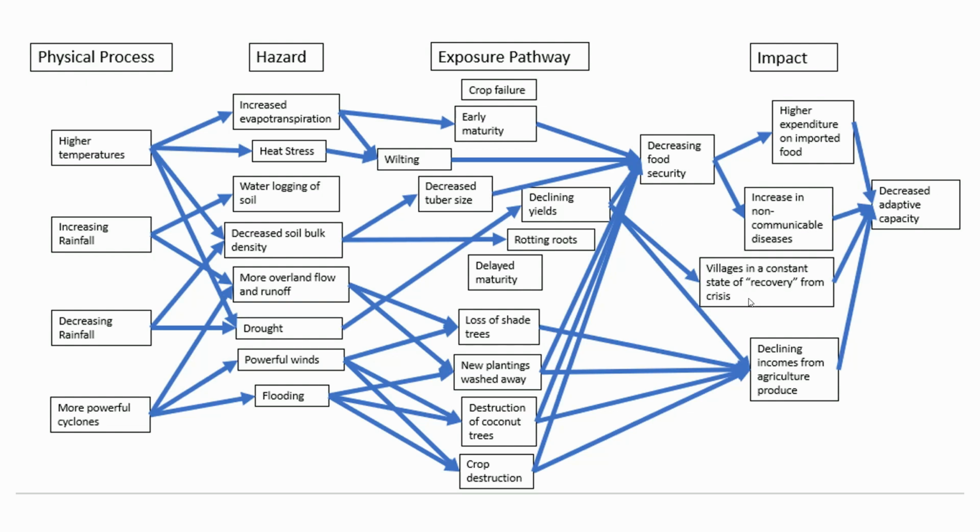Villages are in a constant state of recovery, and then declining incomes from agricultural produce. And all of these things lead to decreased adaptive capacity, right? So ideally, our project will probably focus on some of these things here, right? Those are the impacts that we want to address. And we may work on these exposure pathways too, because we want to decrease exposure. And by doing that, we should decrease the impacts here.